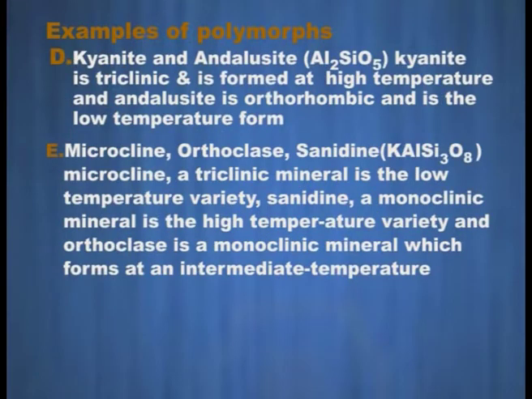The next example of the polymorphic forms are kyanite and andalusite. Kyanite and andalusite have the chemical composition Al2SiO5, that is silicate of aluminum. But kyanite is a triclinic mineral and is formed at high temperature and pressure, and andalusite is orthorhombic and is formed at moderate temperature.